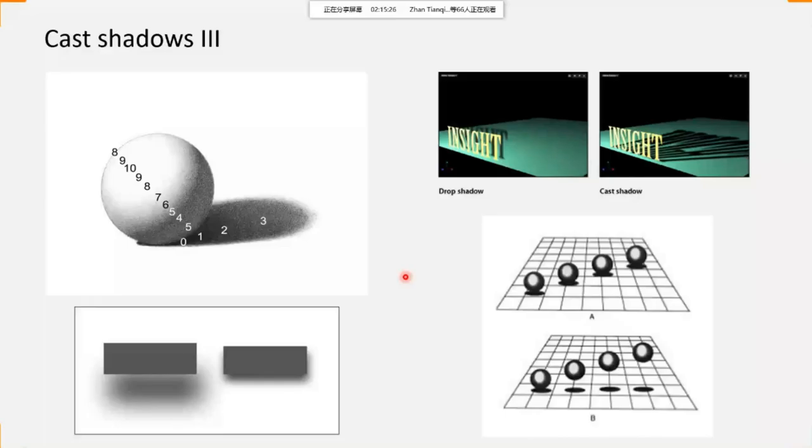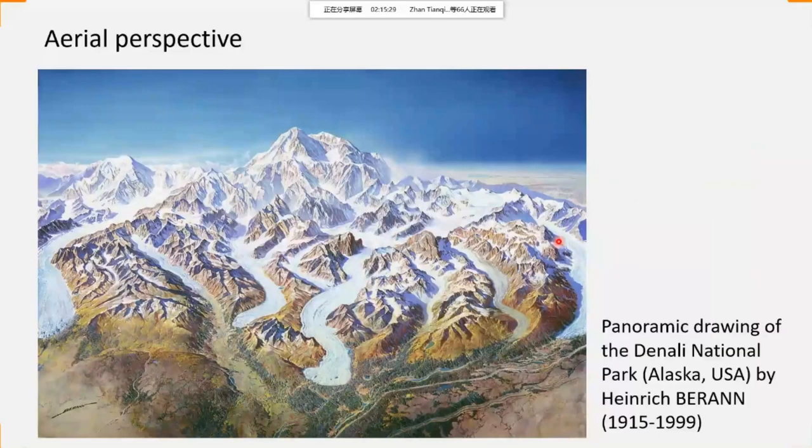Aerial perspective. So we had that in the fjord image also. I told you about the different colors of the trees, so they become bluish and less saturated if the area is far away. So this has to do with the aerial perspective.